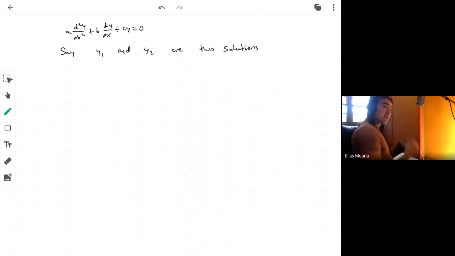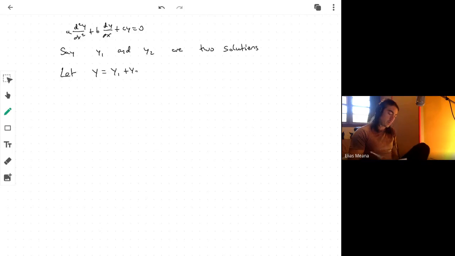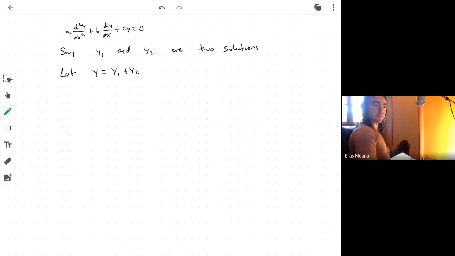So if they're both solutions, let's take a look at what happens when we let y, just regular old y, equal y1 plus y2. What happens if we take their sum? If we have any two solutions and we take their sum, what we're going to see is that we get another solution, but let's prove it.